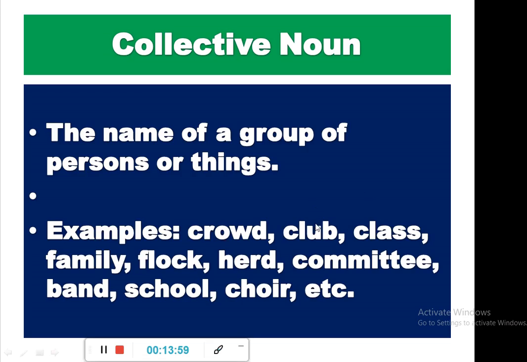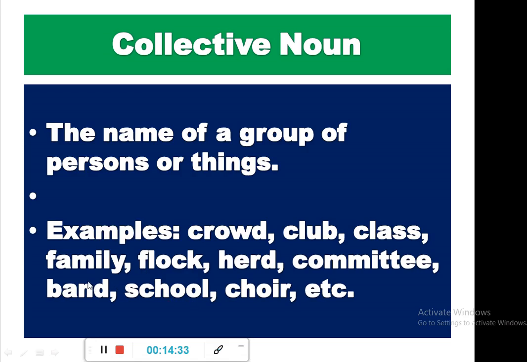Then when we talk of a club, it's a group of persons too. Class is a group. Family is a group of people that are related either biologically or socially, particularly biologically. Then when we look at a flock, herd, committee, band, school, choir, these are different collective nouns. But a collective noun is the name of a group of persons or things.